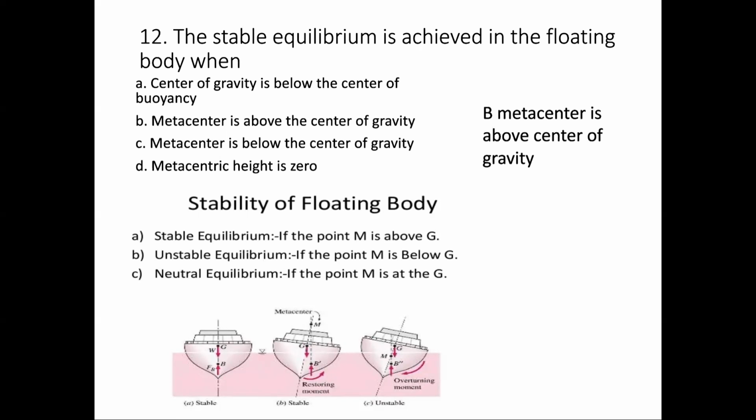So when we consider the stability of a floating body, what is stable equilibrium? Stable equilibrium happens when metacentric point M is above center of gravity G. When does unstable equilibrium happen? Unstable equilibrium happens when metacenter is below center of gravity G. And when does neutral equilibrium happen? It happens when metacentric point M is at the center of gravity point G.